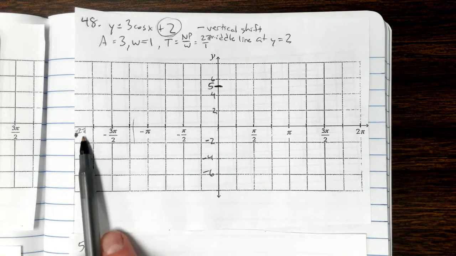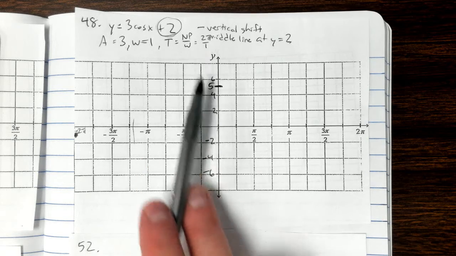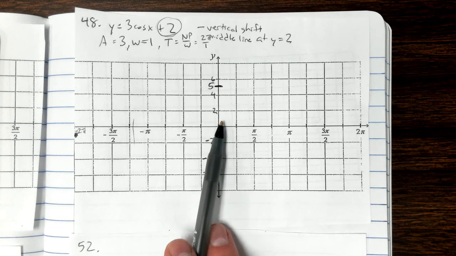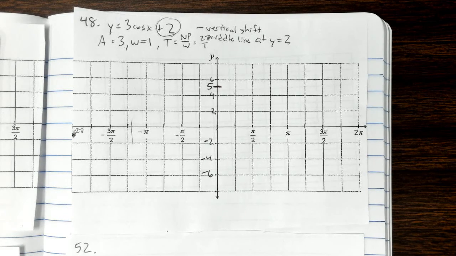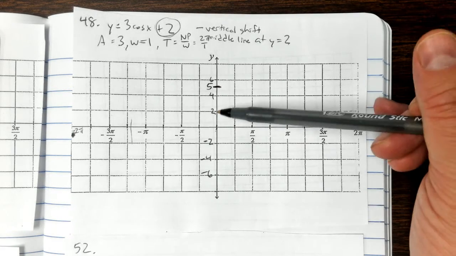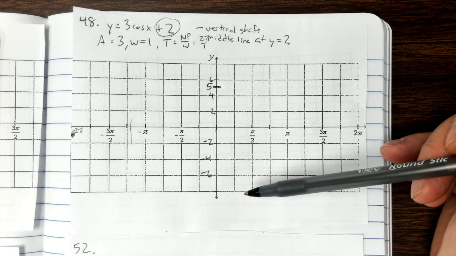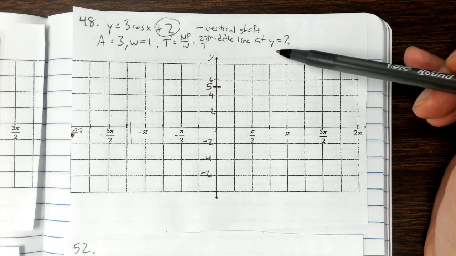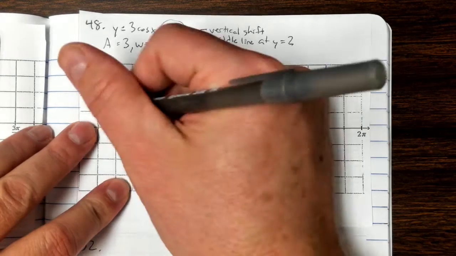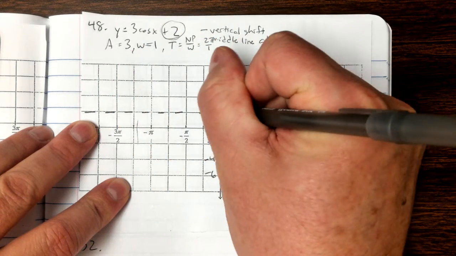Good question. We don't have to change the x's because our period's 2 pi. We're going to show 2 periods worth. So we don't have to change our x's, but this might be the first time you have to change your y scale to count by 2s. Okay, so let's do our middle line. I just do a dashed line like this.